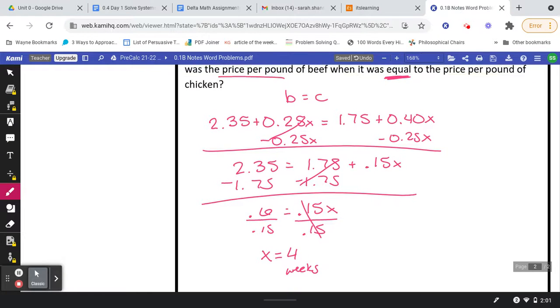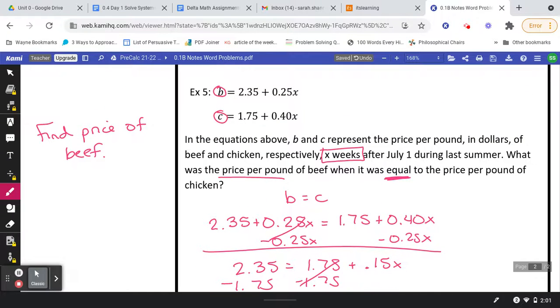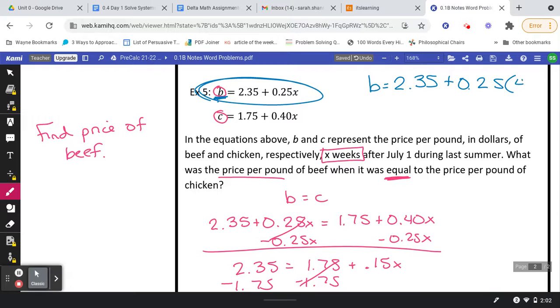So once you find the number of weeks, we need to now find the price of beef. Price of beef is this right here. We need B. So we're going to take our 4, plug it into our x. B equals 2.35 plus 0.25, and plug in the 4. Type that into your calculator. And that'll get you an answer of $3.35 for the price of beef.